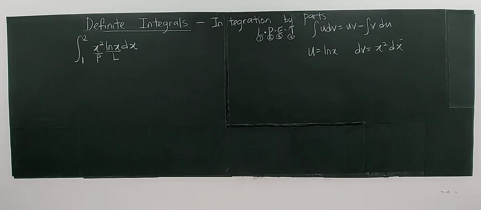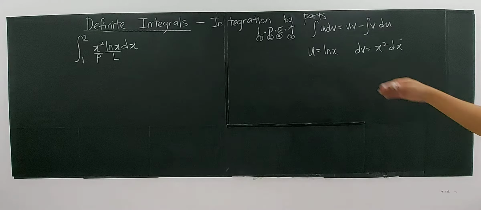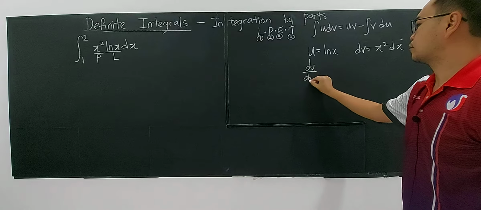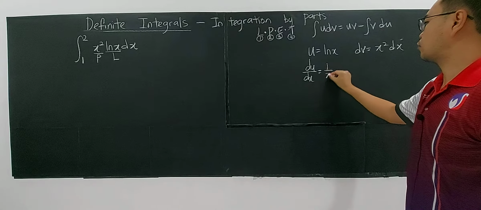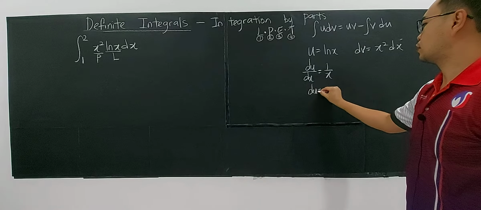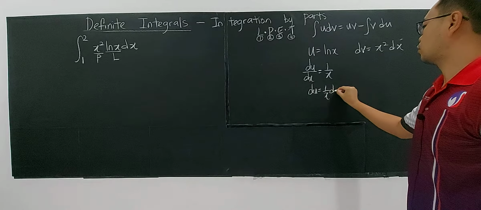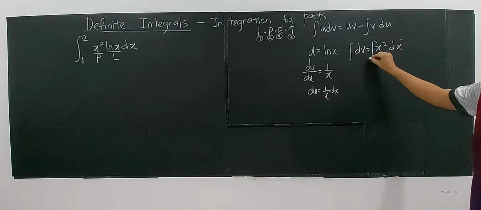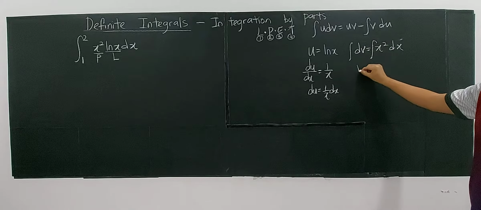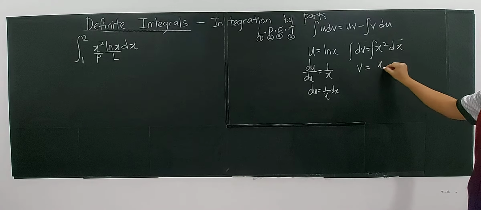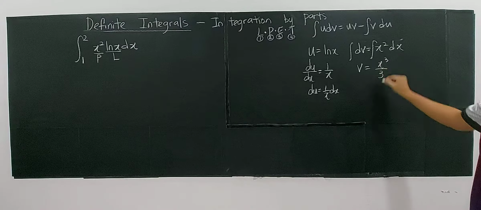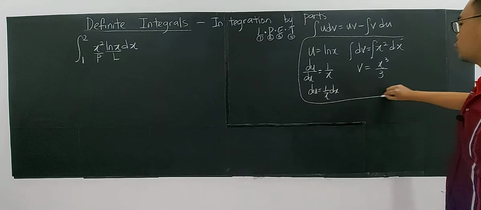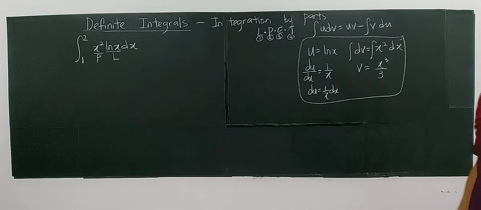Now for u, you differentiate; for v, you integrate. So du/dx: differentiating ln x, you have 1 over x, so du will be 1 over x dx. Integrate dv, you have v. Integrating x squared, you have x cubed over 3. This is the information you need to solve the problem.